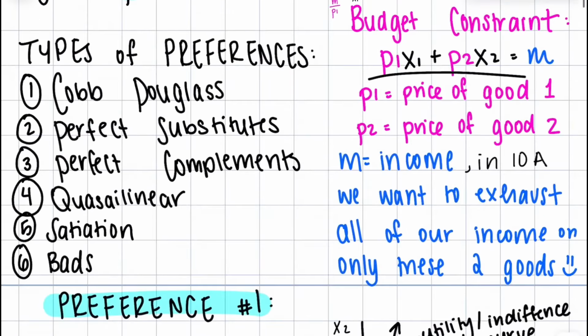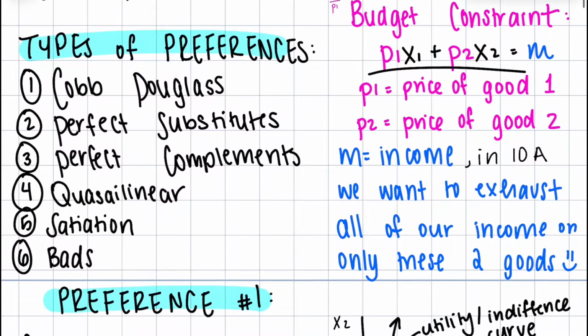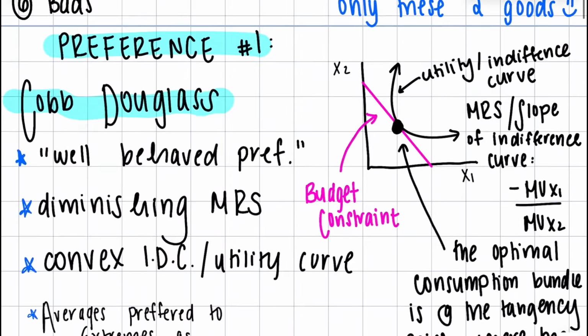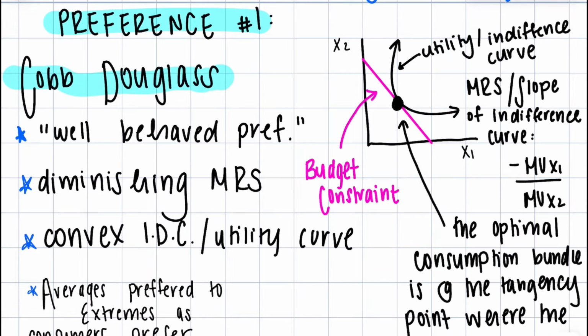Then we have four main preferences that we focus on, which are Cobb-Douglas, perfect substitutes, perfect complements, and quasi-linear. You could also see satiation and bads, and I have a couple of examples about those. So our first preference is Cobb-Douglas, our well-behaved preference.